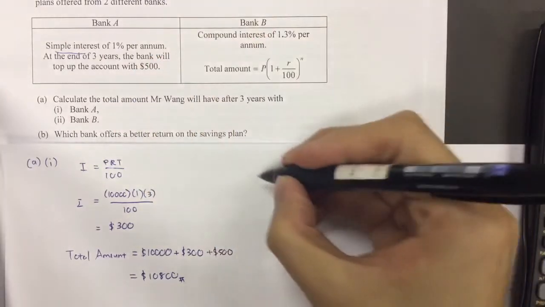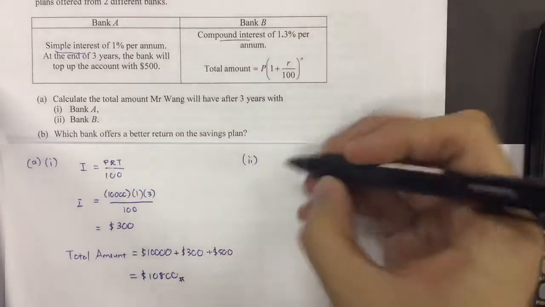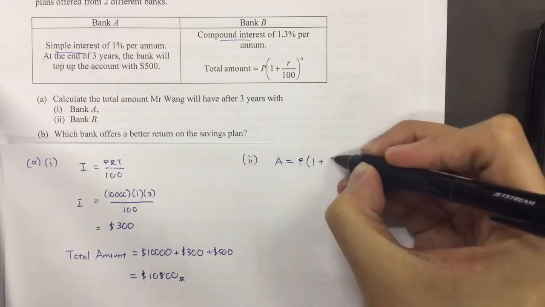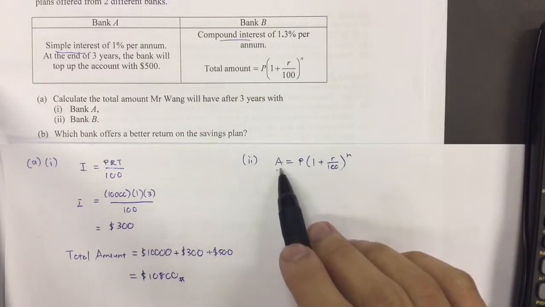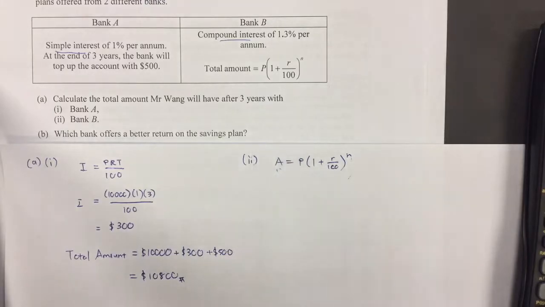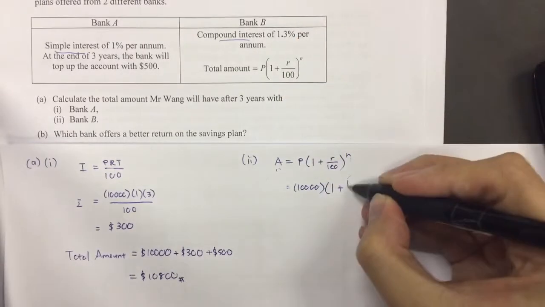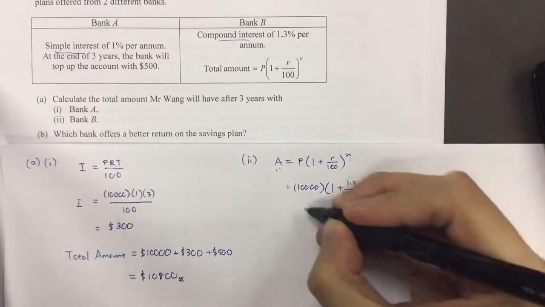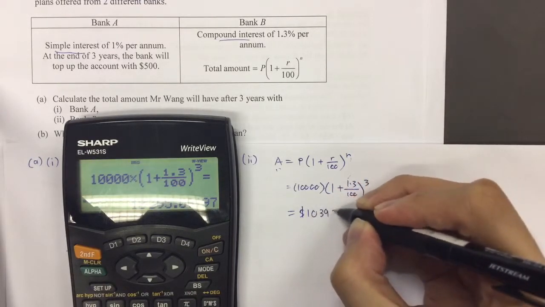Okay, so now part 2, we want to know how much you'll have at the end of 3 years for Bank B. So Bank B is compound interest, so it's associated with this formula here. The neat thing about compound interest is that this amount A is actually the total amount at the end of the 3 years that we want. So let's put in the values. We know P is 10,000, R is 1.3, and he's putting it for 3 years. So we'll do the calculation: 10,000 times 1 plus 1.3 over 100, to the power of 3. And instantly I will get the total amount at the end of 3 years.